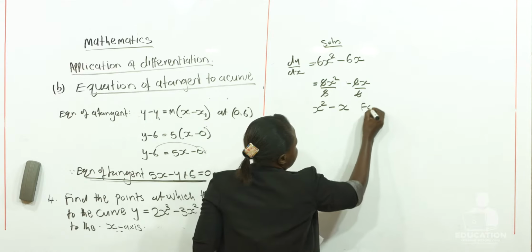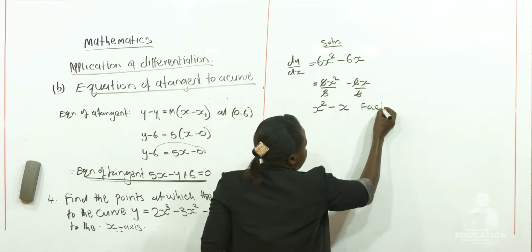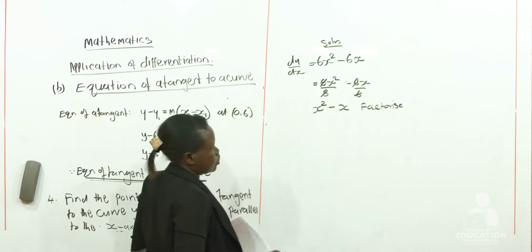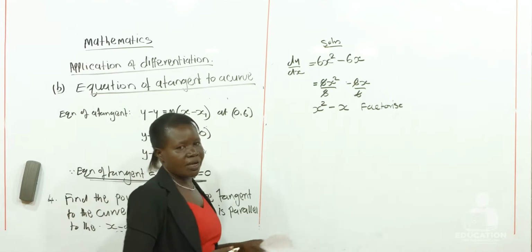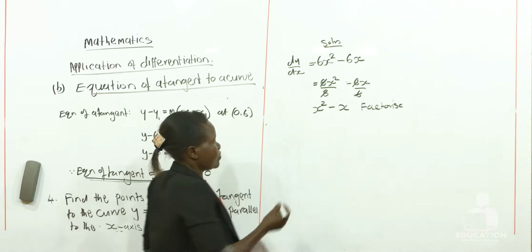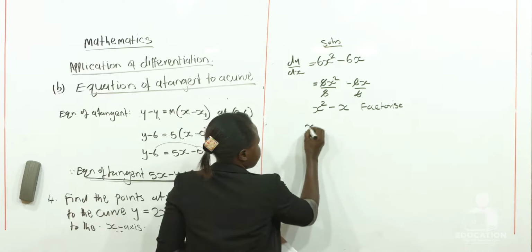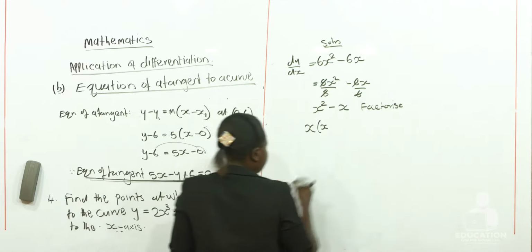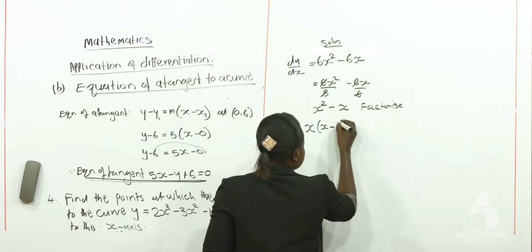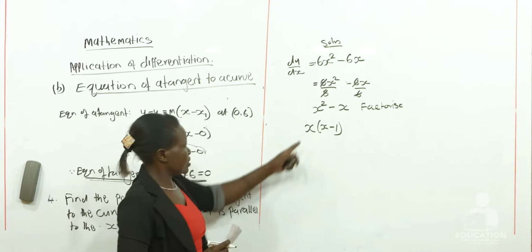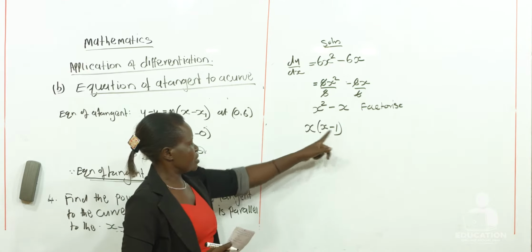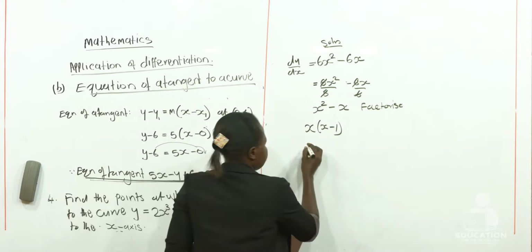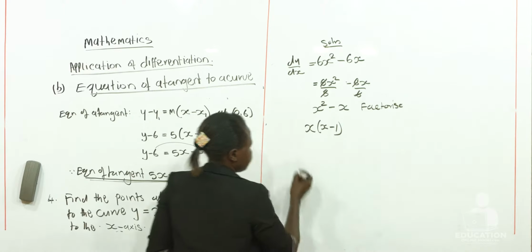Now in this case, we find that we have got a quadratic equation. So since it is a quadratic equation, it will require us to factorize. So when we factorize this, we get x into x minus 1. So that when we open the bracket, x times x gives us x squared, x times negative 1 gives us negative x. And then now from there we can get the values of x.